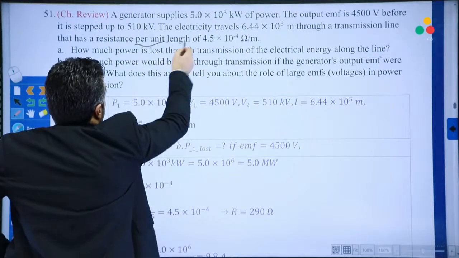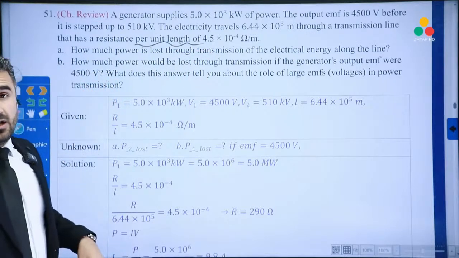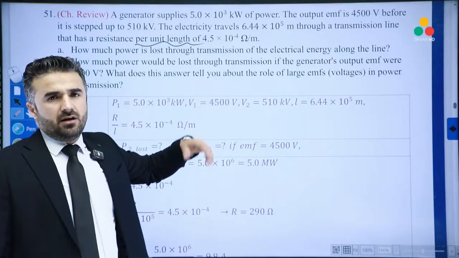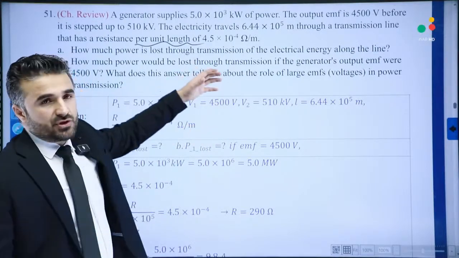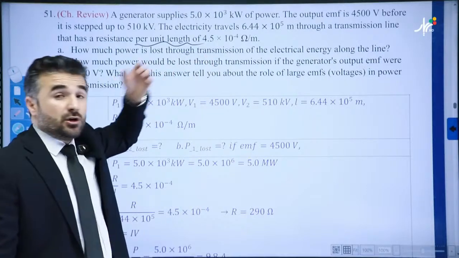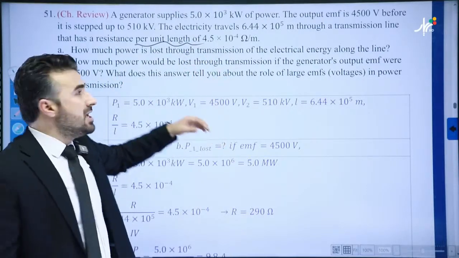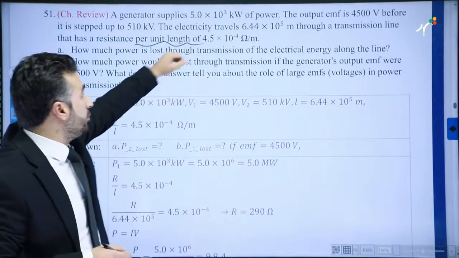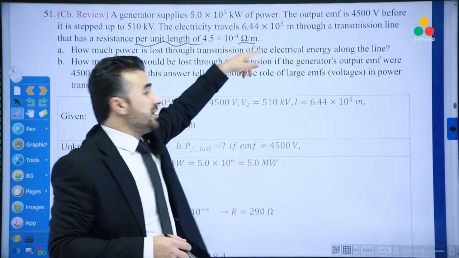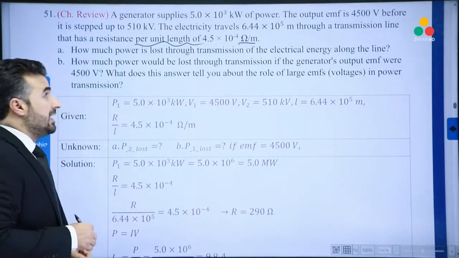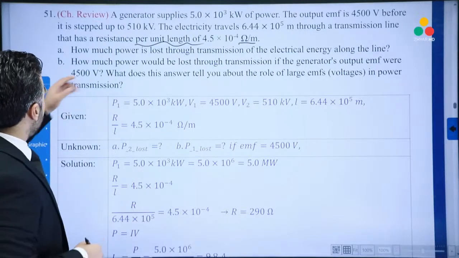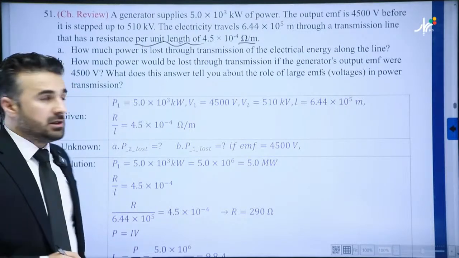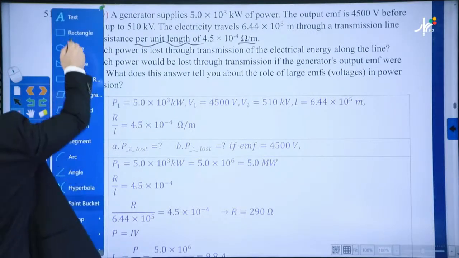unit length, guys. So what does it mean, resistance per unit length? That means just like what we had before in a previous chapter, where we had turn ratio, or N over L. So here we have the resistance per unit length. That means resistance divided by the length. But we do have the length. And of course, take a look at the unit as well. That should give you an indication as well. So here's the question. How much power is lost through the transmission of the electrical energy along the line? Let's see how we can solve this question together.